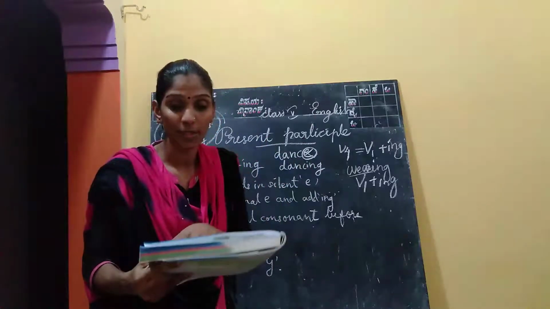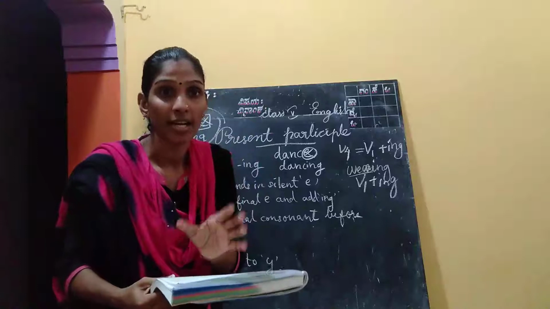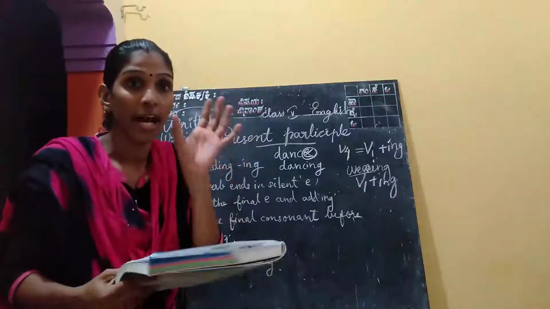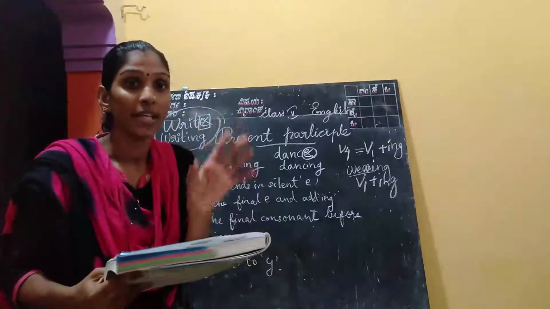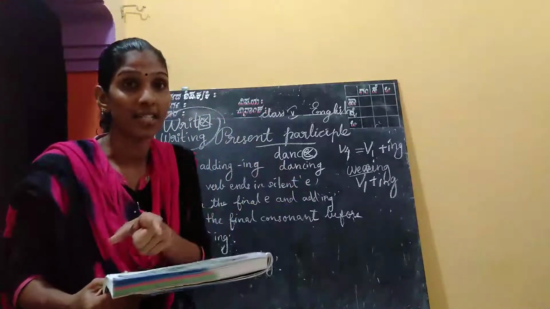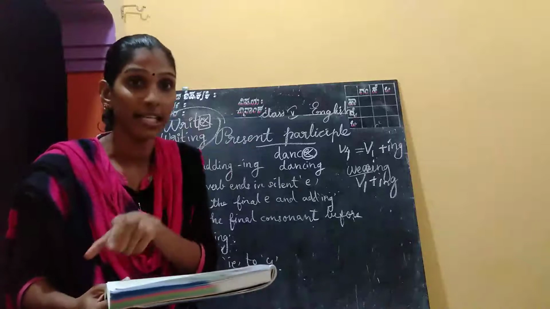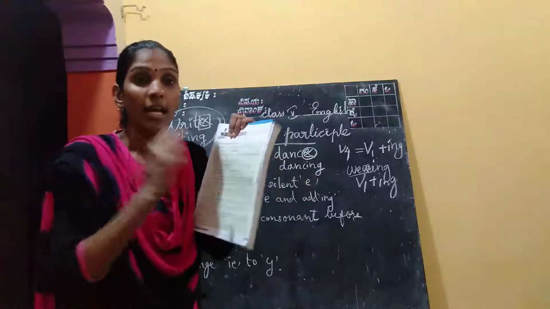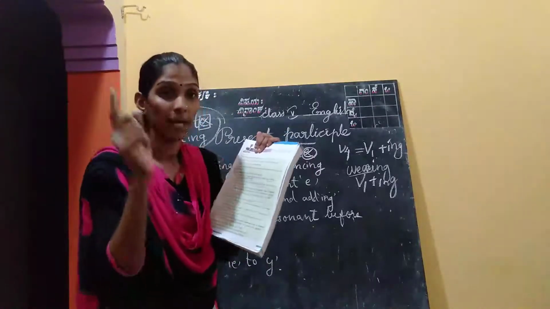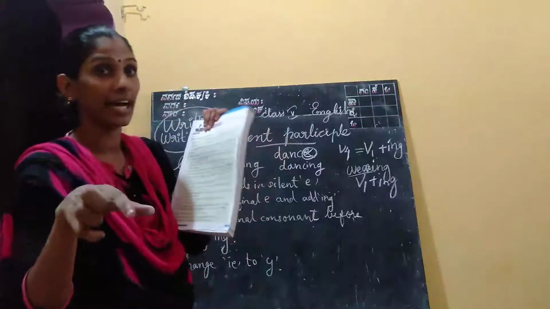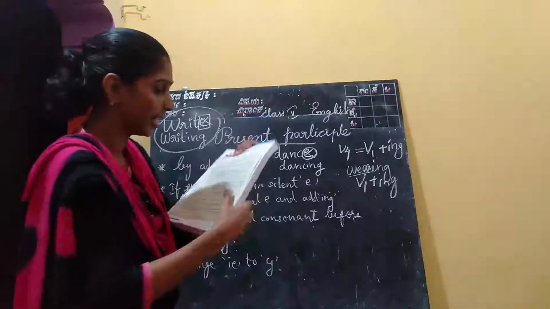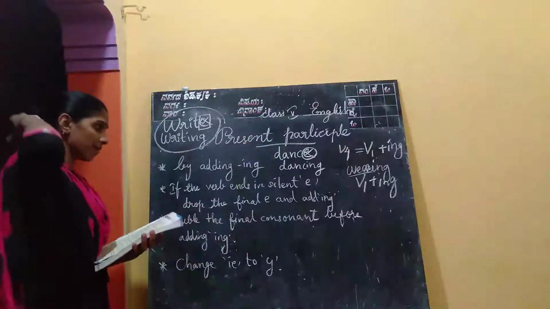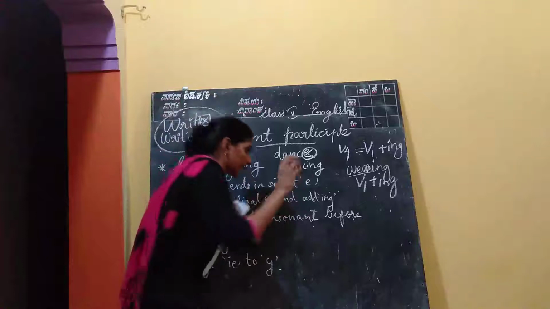After that, what should be there? There is a consonant. If there is a consonant after one vowel sound, we can double the last consonant and we can write ing there. For example, consonant plus vowel plus consonant, then we have to double the last consonant and we can write the ing form. I'll write the example, you will get a clear idea.